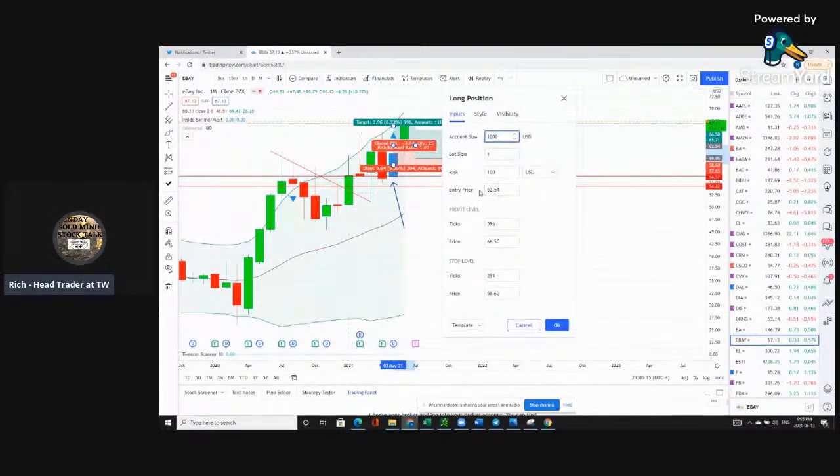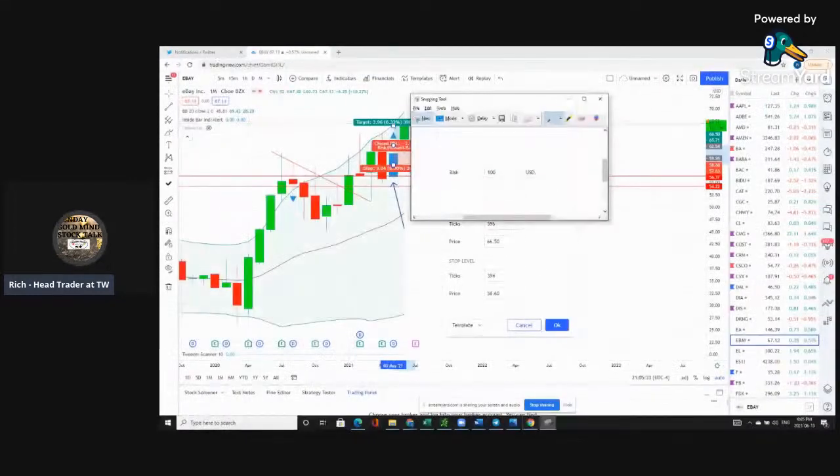So once you put your entry in, in this particular trade on the monthly inside bar, we wanted to get in at 62.54 and the stop was 58.60, okay? And then right here, this part right here, risk, okay? I wonder if I can snip tool this. I wonder if I can copy and paste it in the chat for you guys. Let's see.